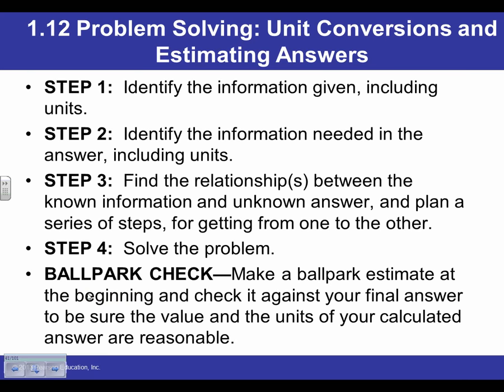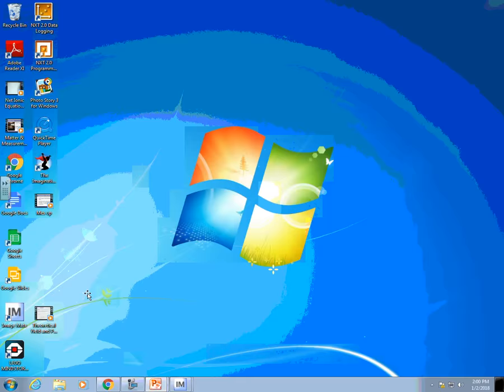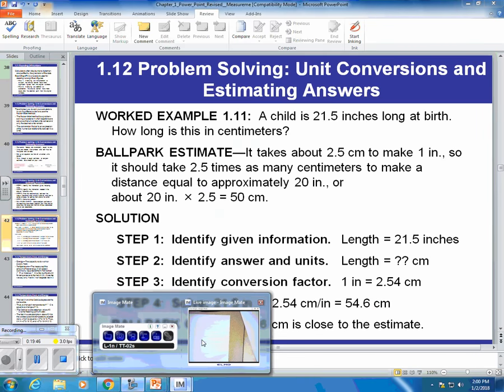So let's look at how we would solve a problem using factor label method. If you're given a problem, you want to identify your given information. You want to think about what you need to solve it. Find the relationship that can be extracted and use that to solve the problem. So in an example where you have a child that is 21.5 inches long at birth, how long are they in centimeters? You would need to know what you're starting with, what you're solving for, and probably a conversion factor. They use the same approach when they're solving that. So we're going to take a similar approach and try to solve this problem as well.